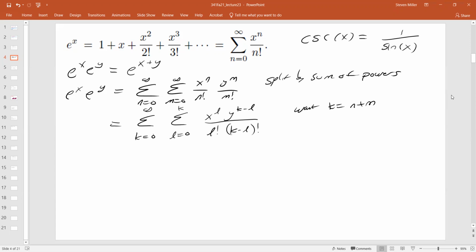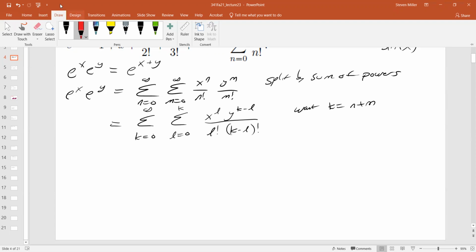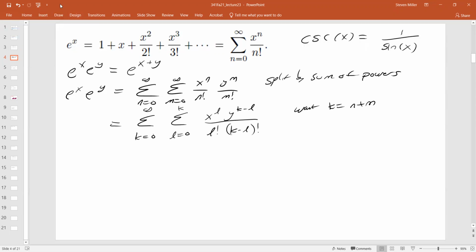So now it's time for pattern recognition. We have an L factorial and a k minus L factorial. Does this remind you of anything? Yeah, what do you need to make this a binomial coefficient?